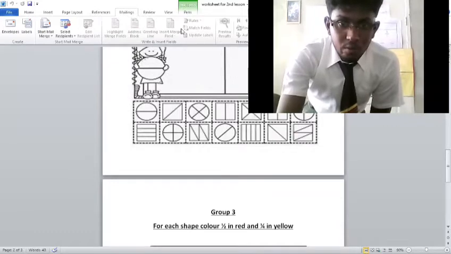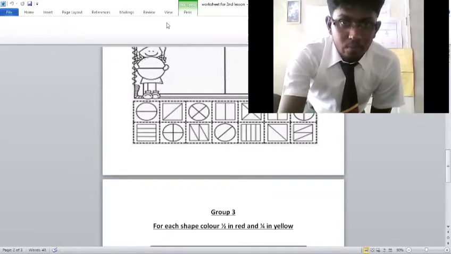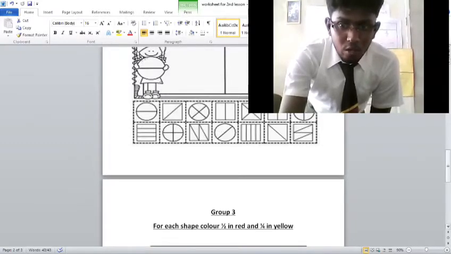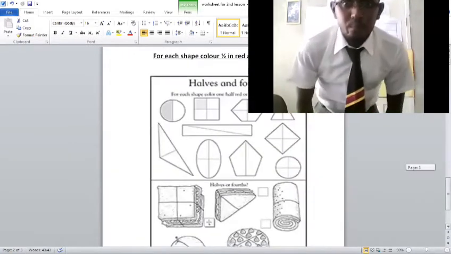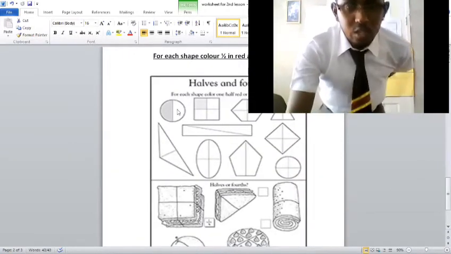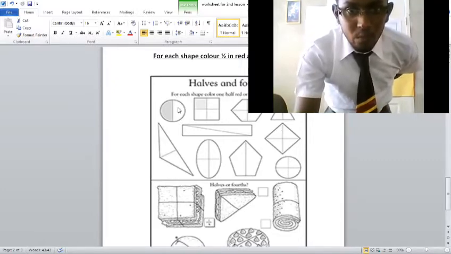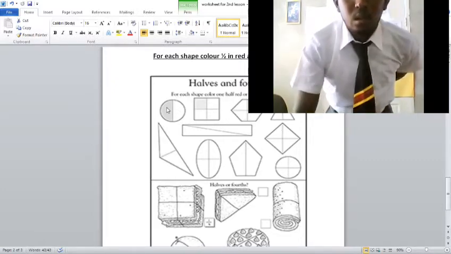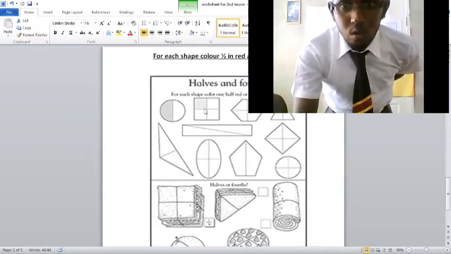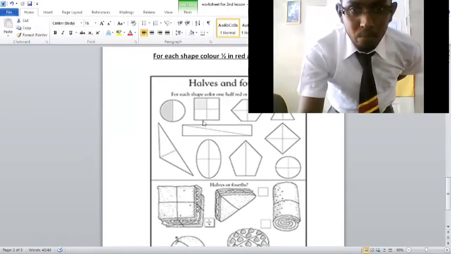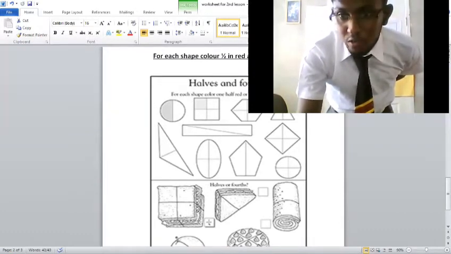that's for group 2. For the third group, for each shape, color half in red and quarter in yellow. So this one here is a bit tricky. So you have the shape circle, square, hexagon, triangle, and so forth. So you have to color half in red and color quarter in yellow. All right. So all the instructions here are very straightforward.